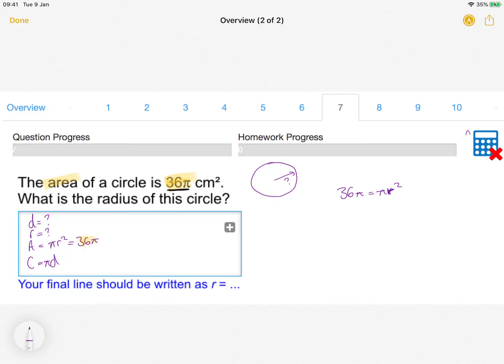So let's do the inverse of times by pi, and divide by pi, because that's what's happening to r at the moment. If we divide by pi, then 36 pi divided by pi, well, they just cancel out. Pi divided by pi is 1. So I'm left with just 36 equals r squared. Then I need to square root both sides. The square root of 36 is 6. So r equals 6. Okay, next question.